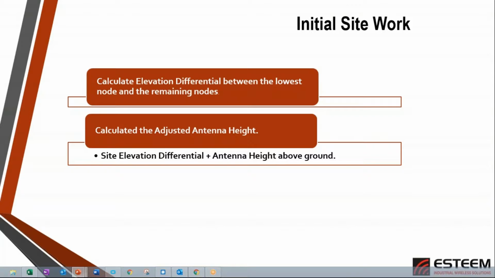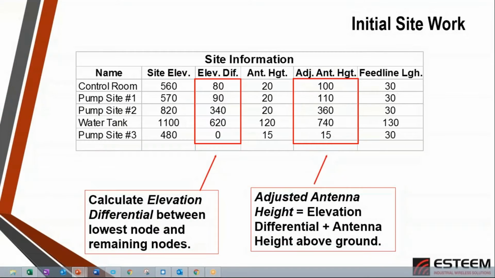The easiest way to consider this is, let's take our site system that we had laid out before. We've got a control room at 560 feet, pump site number 1 at 570, pump site 2 at 820. Our water tank, which is on top of that hill, is at 1,100 feet, and our pump site number 3 is at 480. So the easiest way to make this calculation is we find the lowest point within the system, which is 480, and then we subtract 480 from all the points within the system.